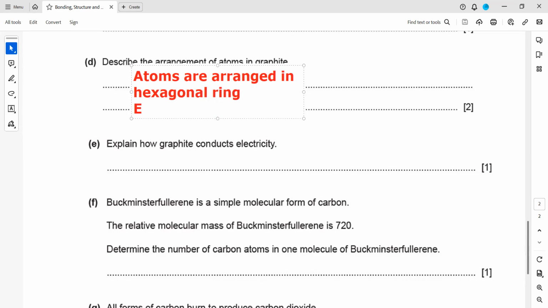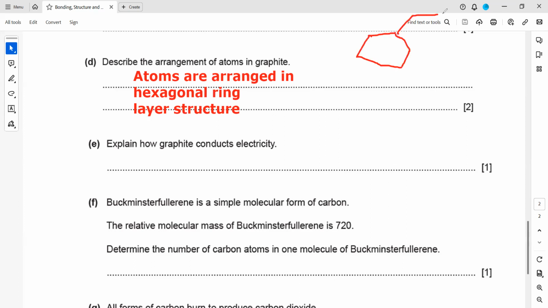And it has a layer structure. So 6 carbon atoms are there in a ring, 1, 2, 3, 4, 5, 6, carbon atoms. This is a hexagon, and it has layers as well, and these layers can slide or slip over each other. That's why graphite is soft and slippery.